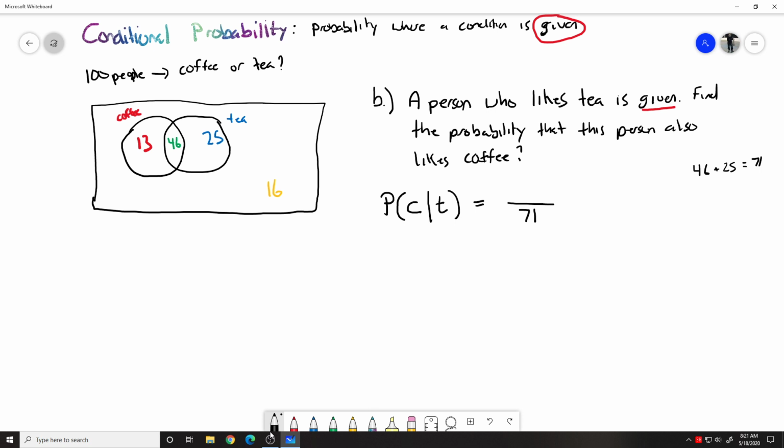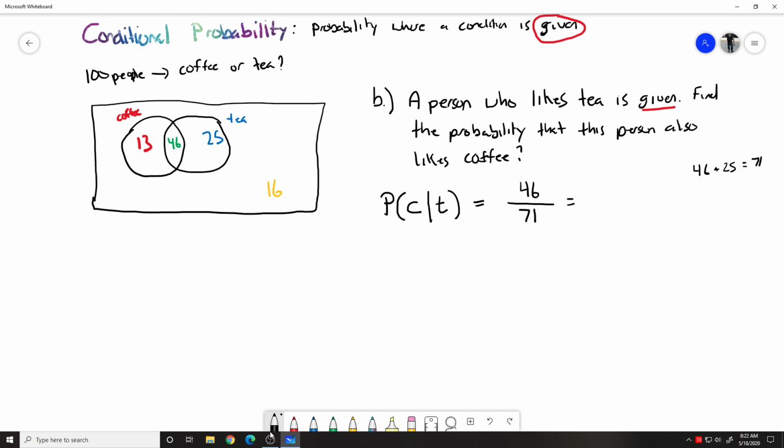Now, out of these 71, how many like coffee? Well, we can get that information just by looking at our chart or our data. You might be looking at a two-way table when you do this. But you come back up here, and now we are looking for the people who like coffee, and remember, we're restricting it just to this circle on the right that's about tea. The people that like coffee that are included in these people are only the 46. So 46 of them also like coffee. So it's 46 out of 71.